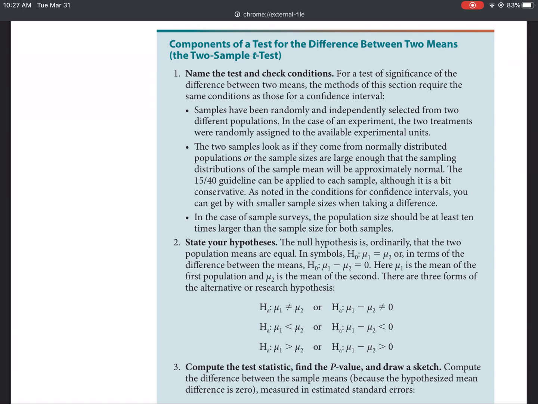If you always assign the larger mean value to mu sub 1, then you should really never be picking an alternative hypothesis of mu 1 less than mu 2. You should really be coming down to, am I just checking if they're different, which is mu 1 not equal to mu 2, or is the first one larger than the second?